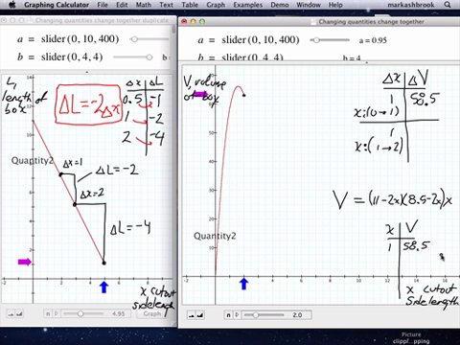Okay, someone want to volunteer? Someone in the back. What did you do to find this change in volume as the cutout size increased from 1 to 2? Yes, sir. Okay. And what did you get for that? Good. Okay. Good.